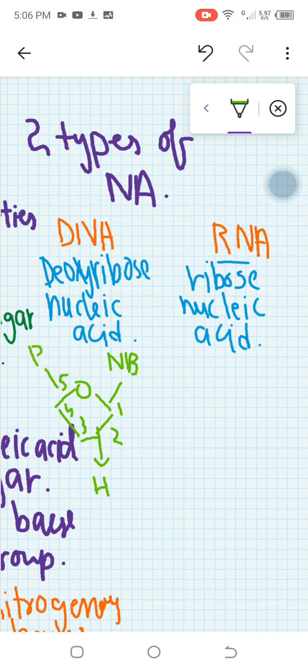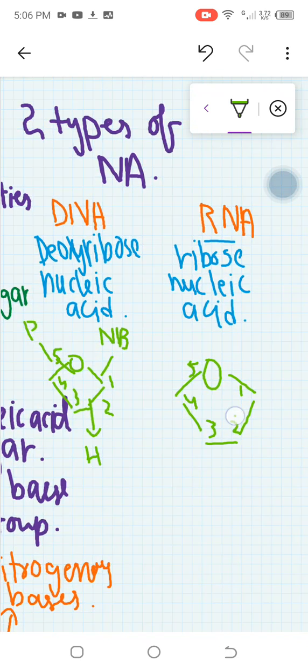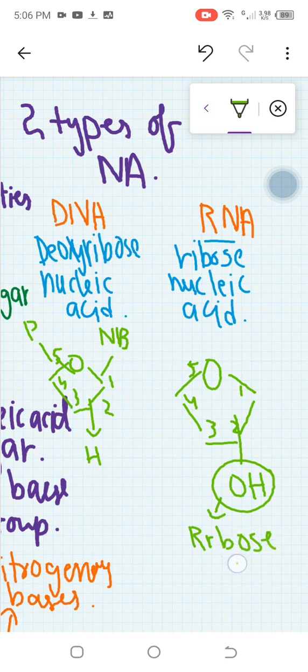When we talk about RNA, here we have pentose sugar, first carbon, second, third, fourth, and fifth. On the second carbon, the OH group is present. Whenever you see the OH group present on the second carbon, that is ribose sugar. And whenever you see only H, absence of OH, that is deoxyribose sugar.